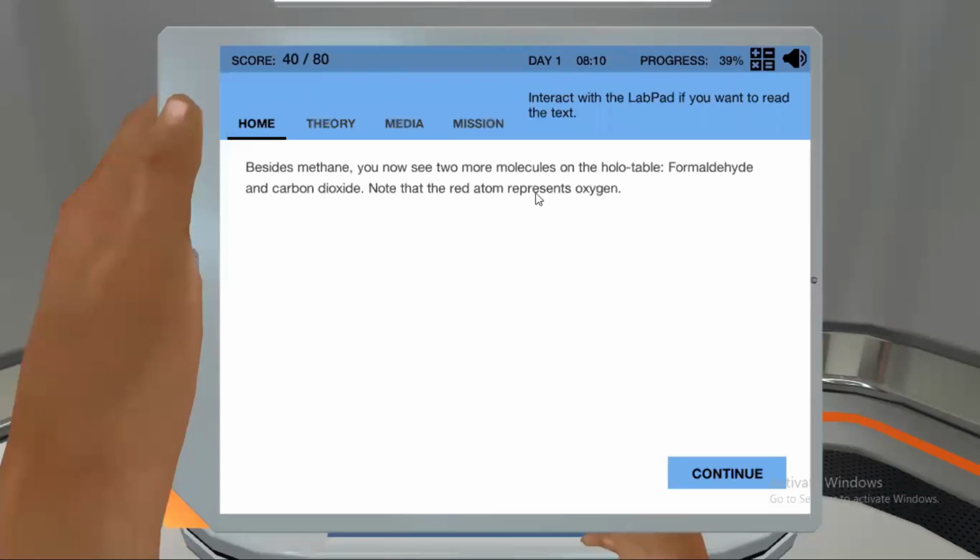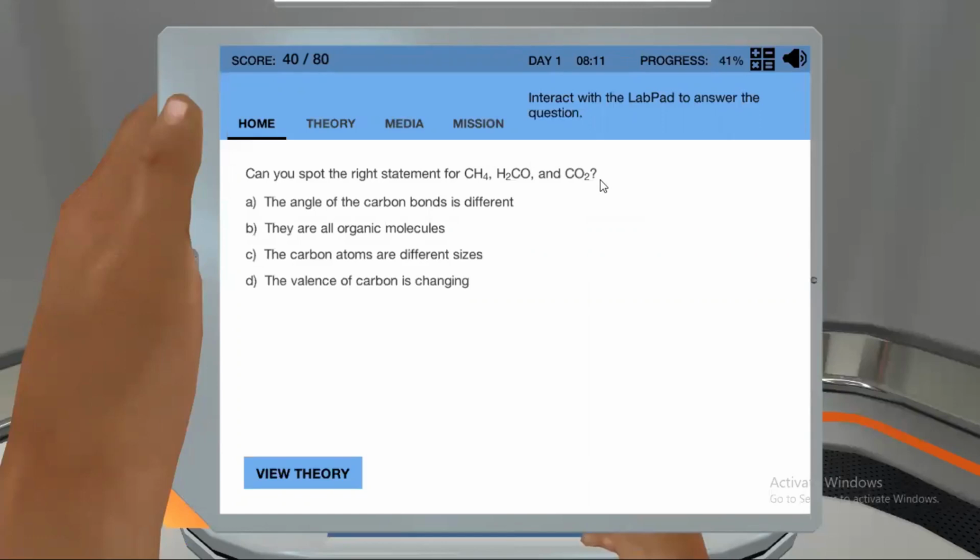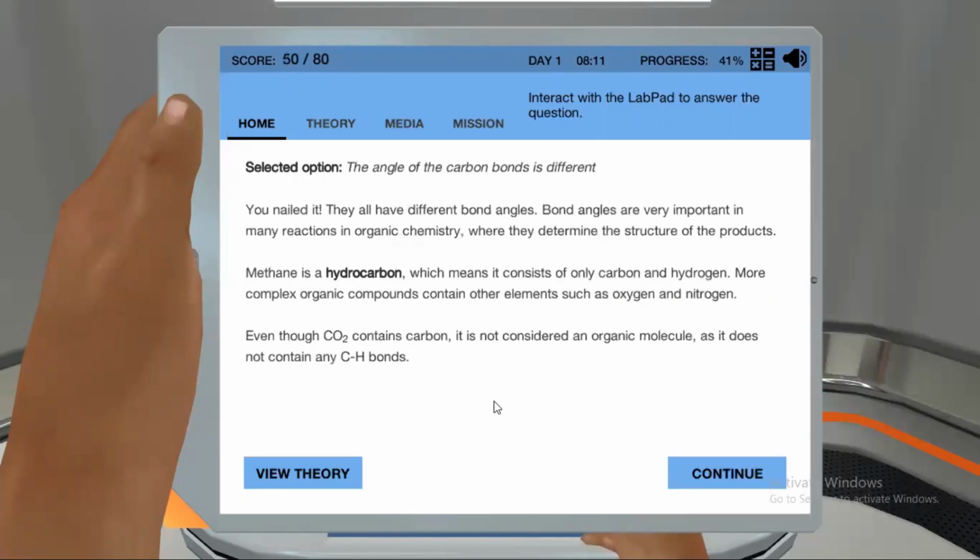Besides methane, you now see two more molecules on the hollow table, formaldehyde and carbon dioxide. Note that the red atom represents oxygen. Can you spot the right statement for methane, formaldehyde, and carbon dioxide? You nailed it. They all have different bond angles. Bond angles are very important in many reactions in organic chemistry, where they determine the structure of the products.